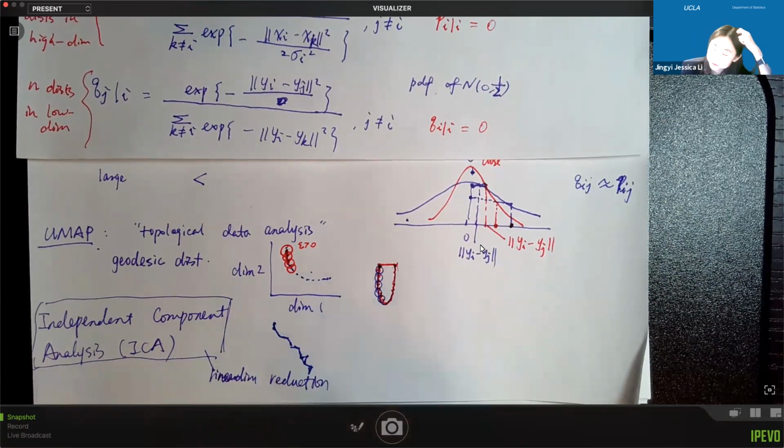And many people confuse ICA and PCA. A simple way to distinguish the two is that PCA works the best for Gaussian-like data. In other words, if you plot your data in every feature, you see that the n data points follow roughly a Gaussian distribution in every dimension. That's the case where PCA works the best.